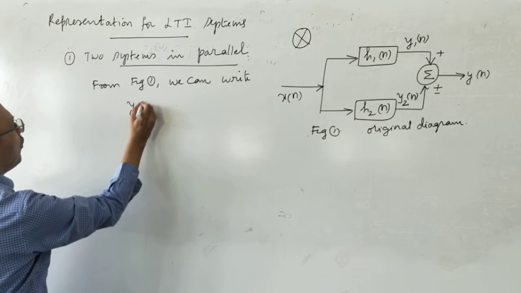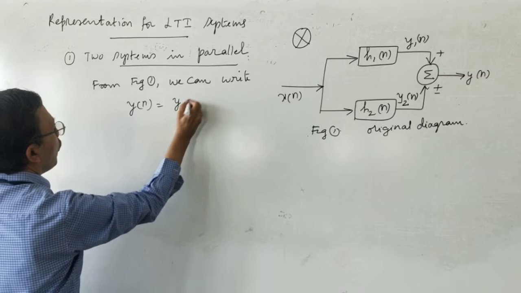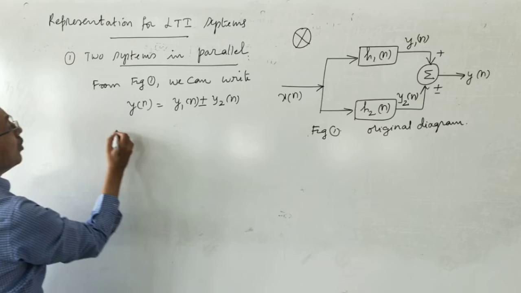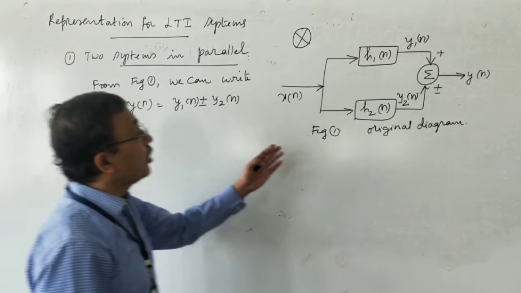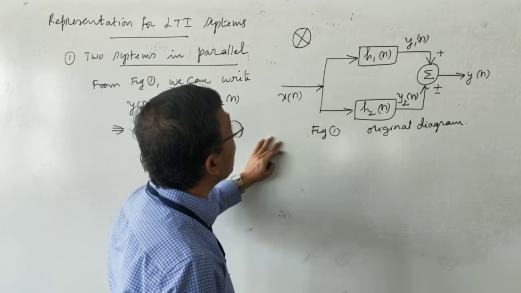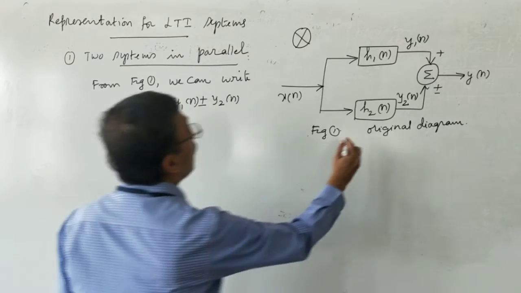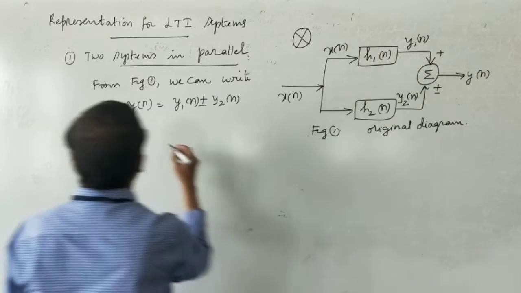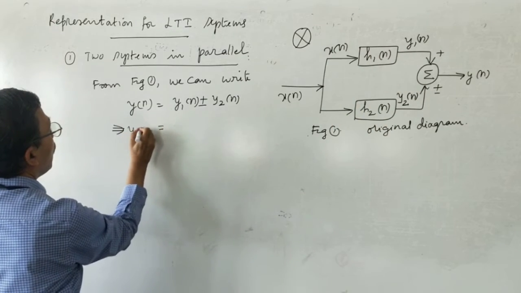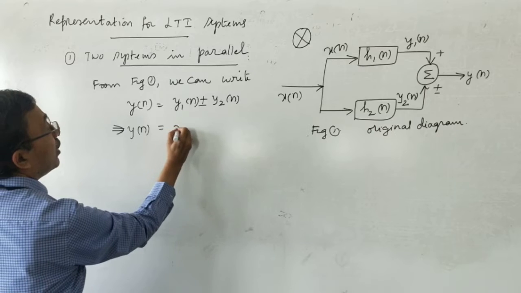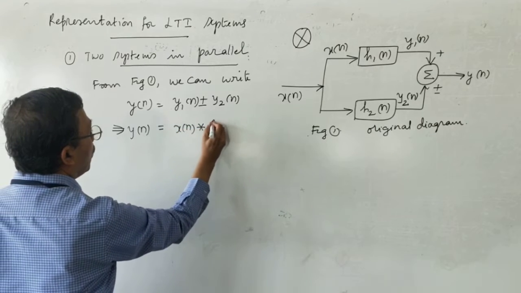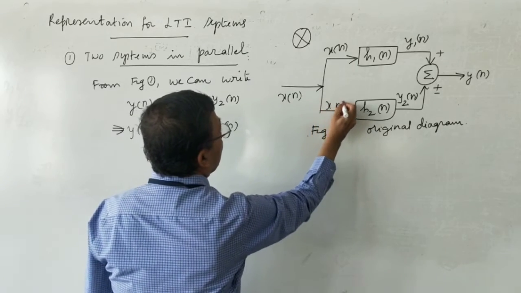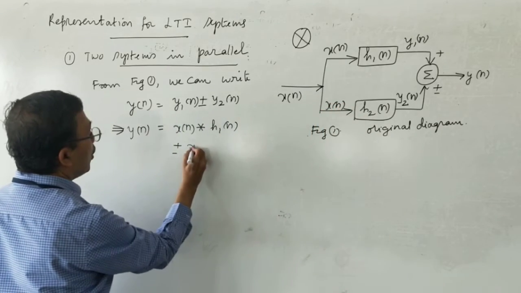From figure 1, we can write Y of N equals Y1 of N plus minus Y2 of N. Both the systems are LTI systems, therefore their outputs can be found using the convolution theorem. What is Y1 of N? What is the input to the system? It is X of N. Y1 of N equals X of N convoluted with H1 of N. And what is Y2 of N? X of N convoluted with H2 of N.